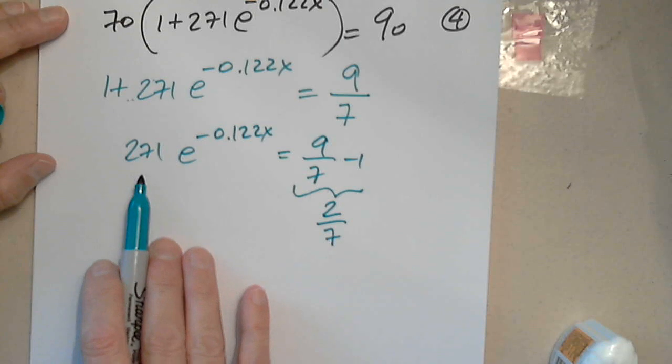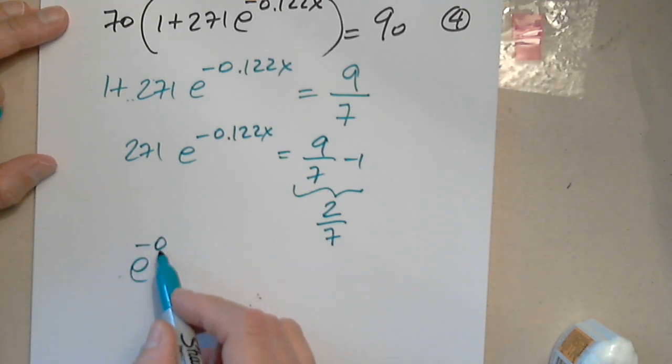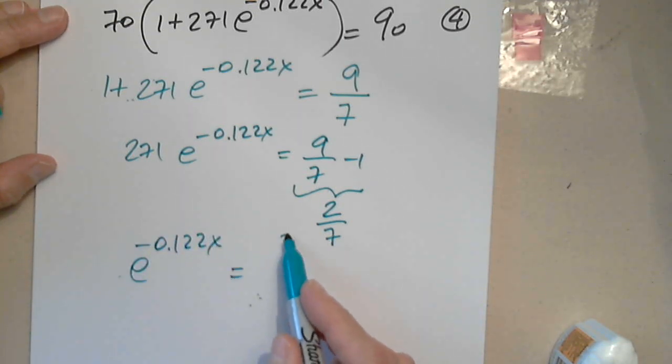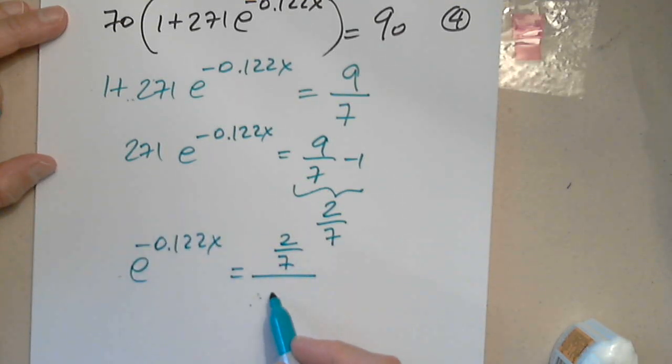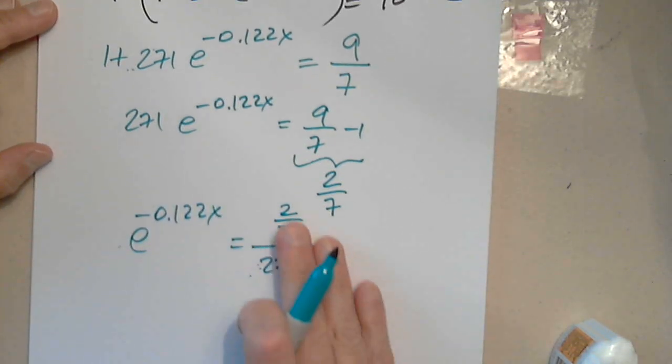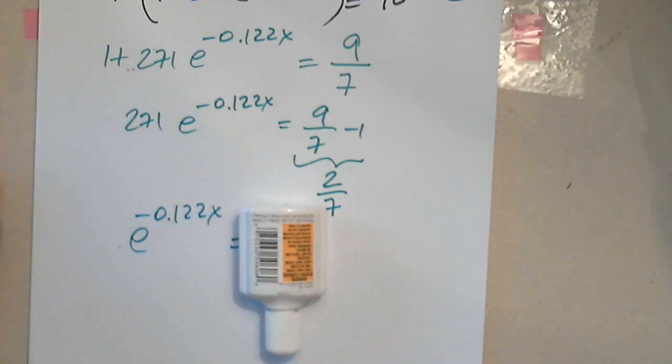And now I have to divide by 271. I had to completely clean it up. So at the top, 2 over 7, in the denominator, 271. Don't bother with this. Don't even look at it. It's a number. We'll take care of it later.